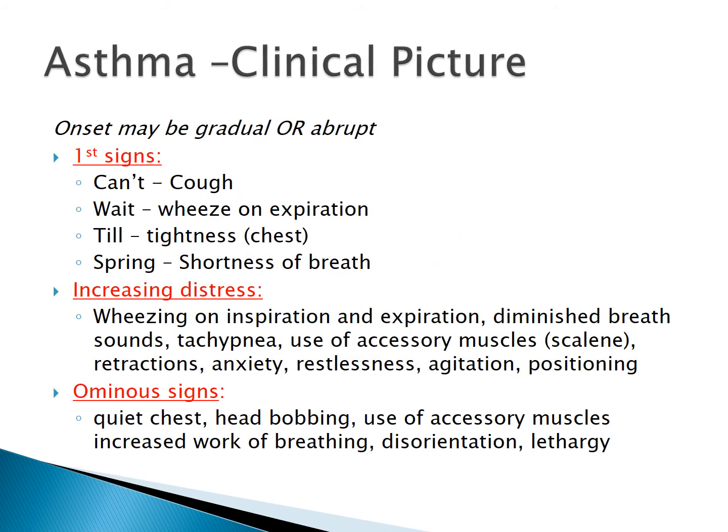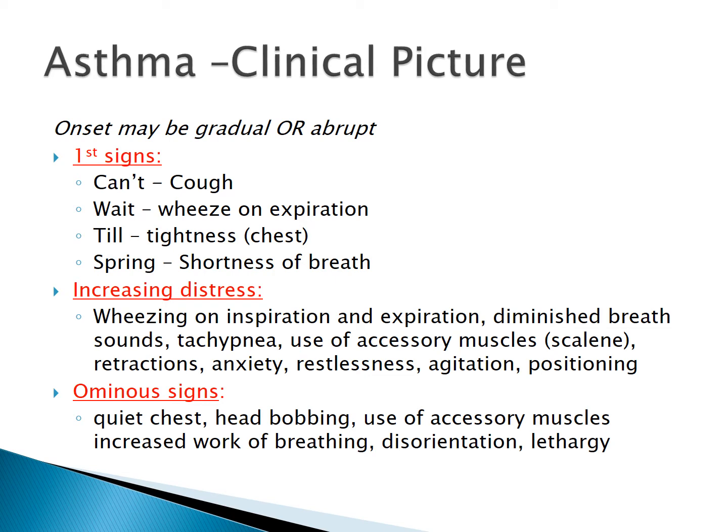So some of the signs and symptoms of asthma: the onset can be gradual or it can be very, very abrupt. Some of the early signs, I like the little acronym, CAN'T WAIT TILL SPRING. Those early signs are often coughing, wheezing, specifically on expiration as an early sign, tightness in the chest. They may complain of their chest hurting, and then shortness of breath or some sort of dyspnea.